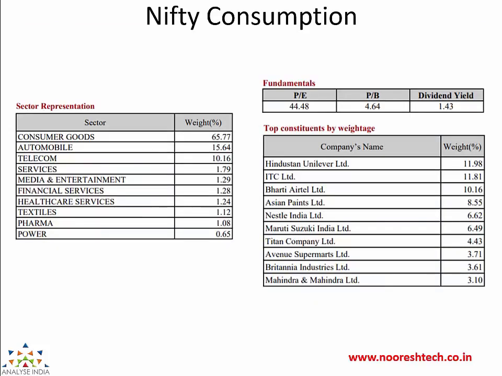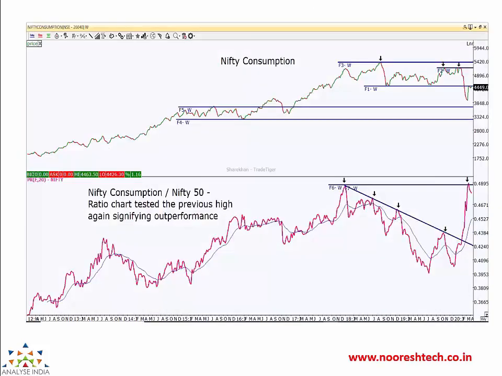Next we see the Nifty consumption index, where the majority of the weights are from consumer goods, automobile and telecom industry. As you can see, the major weights are HUL, ITC, Airtel, Asian Paints, Nestle and Maruti Suzuki. Now we will see the chart.